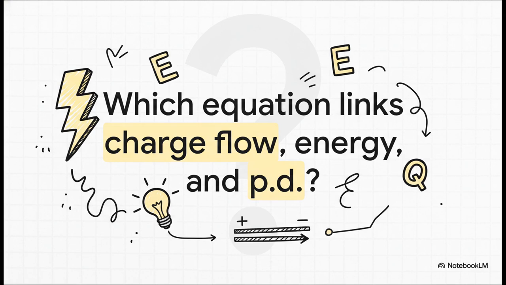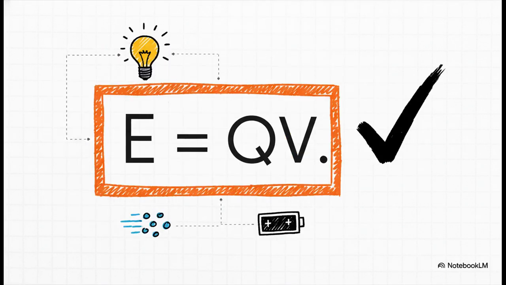Moving on to 3.2, another 1-marker. This time, you just have to pick the right equation from a list. You just need to know which one connects charge flow, energy, and potential difference. And the correct answer is E equals Q times V. Energy transferred is simply charge flow multiplied by potential difference. That's a nice, easy mark for knowing your way around the equation sheet.